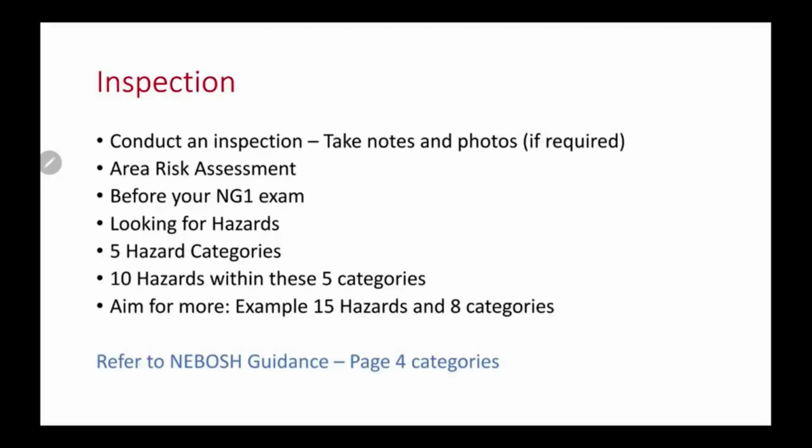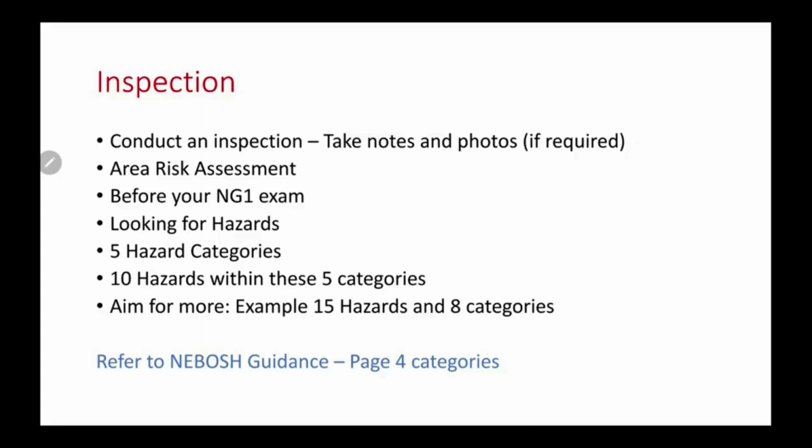So the first question you would be asking is, when would you be doing this risk assessment submission, and what is this NG2 risk assessment all about? Well, the first unit of NEBOSH is NG1, NEBOSH General Certificate Unit 1, and the second unit is the NG2, which is your risk assessment submission.